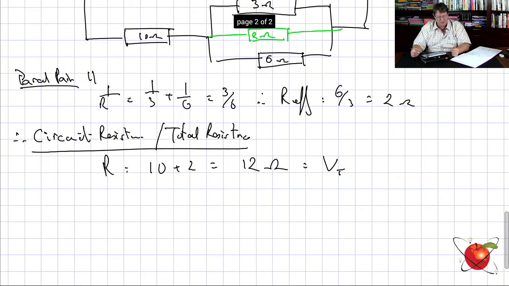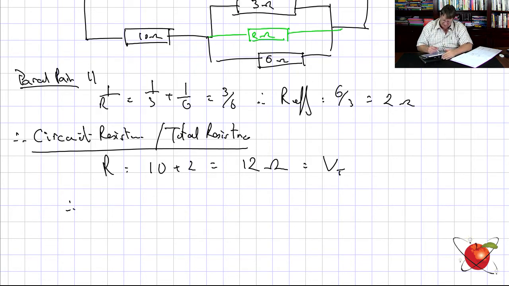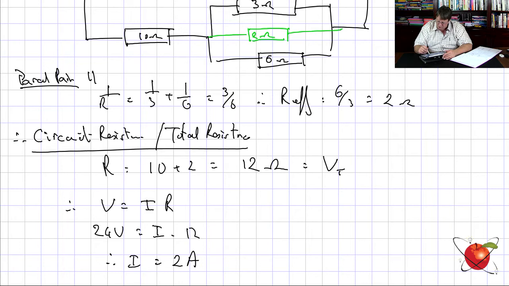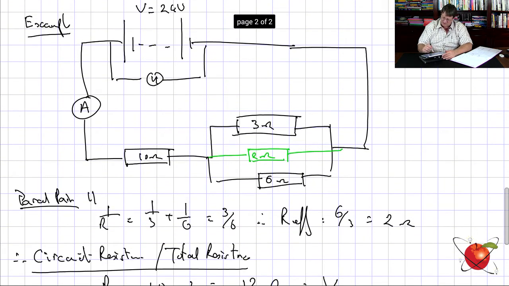Now we've got a simple circuit, haven't we? We've got a battery, one V source, and one resistor. Therefore, I can say V equals IR. V, do I know? It's 24 volts, equal to I times R, which is 12. Therefore, I is going to be equal to 2 amps. What did I not do first off? I broke my own rule. I did not put in I.